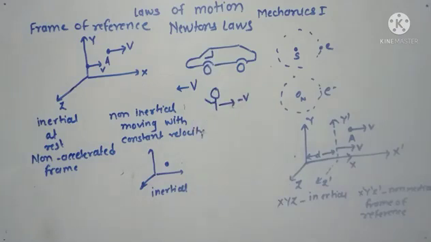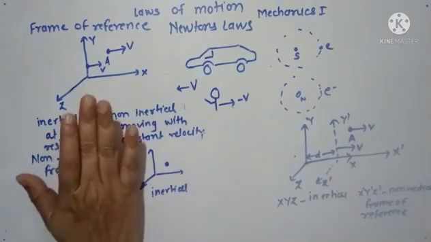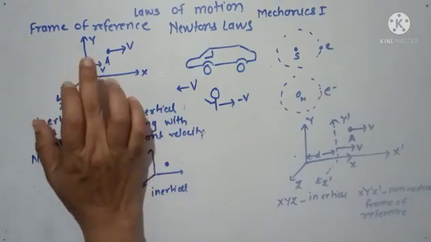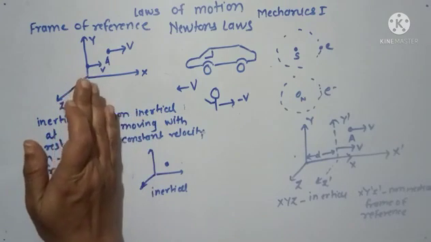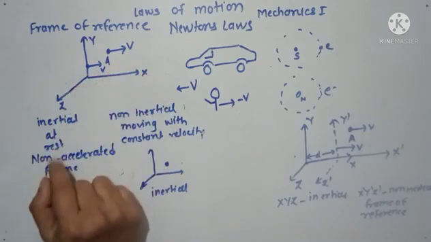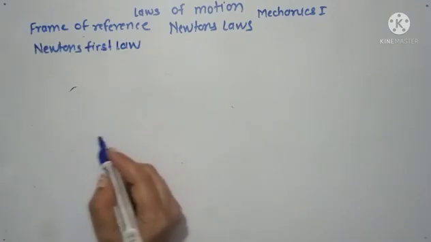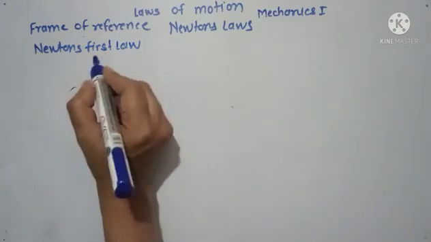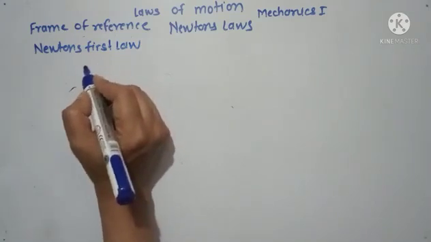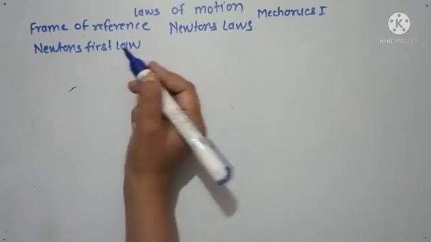And all of Newton's laws of motion are obeyed in an inertial frame of reference. For that, you must know that if the particle or the coordinate system is fixed, or if it is moving with a constant velocity with the particle, then it is called an inertial frame of reference. Now Newton's first law says that every body continues its state of rest or of continuous motion unless and until it is acted upon by a force.